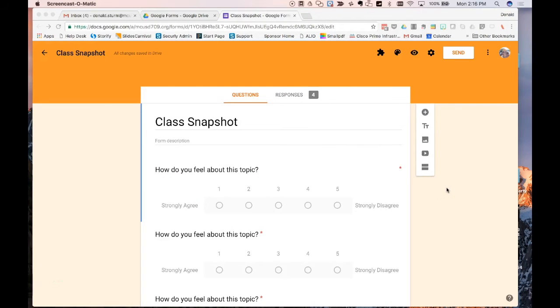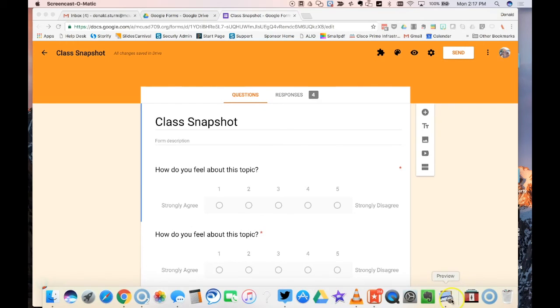The next use of Google Forms is probably the one I use the most when I was in the classroom, and I call it just the class snapshot. This is such an easy way of capturing how students feel about a question or questions, topics that you're talking about, characters, feelings. Just so many ways of using this. And what I like about it is it's very quick. It's an easy way of being able to see where your class is at.